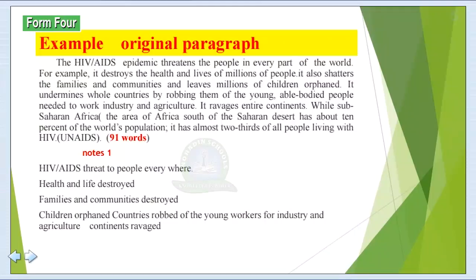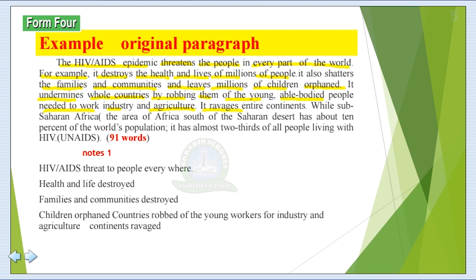This is an example of a long text that we need to summarize. The HIV-AIDS epidemic threatens the people in every part of the world. For example, it destroys the health and lives of millions of people. It also shatters families and communities and leaves millions of children orphaned. It undermines whole countries by robbing them of the young, able-bodied people needed to work in industry and agriculture.